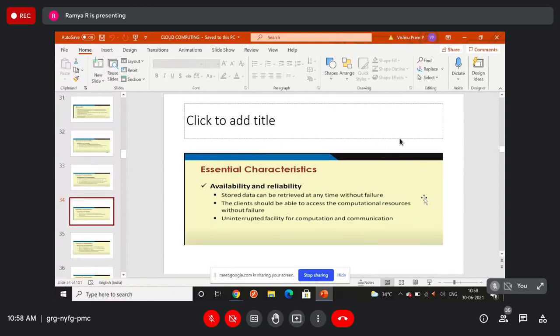Next, availability and reliability. Whenever you want to access your data, whenever you want to open your Gmail, you can open it. You just need internet and a mobile or desktop, that's it. If you are ready with those things, you can access it anytime. The service is readily available, and that is reliable.